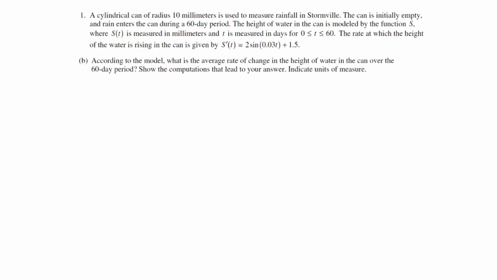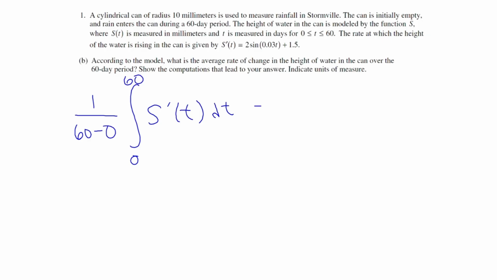So in part B, it's asking us to find the average of the rate of change in the height of the water in this can on the 60-day time period. And so if we want the average of a function that represents the rate of change, well, the average of that function should just be 1 over b minus a. In other words, 1 over 60 minus 0 times the integral from 0 to 60 of s prime of t dt. And so we'll just use our calculator to essentially do what we already did, but just divide it by 60.